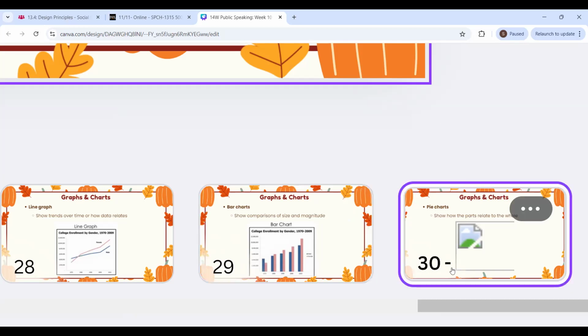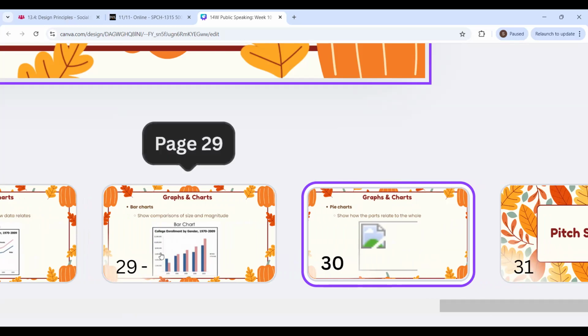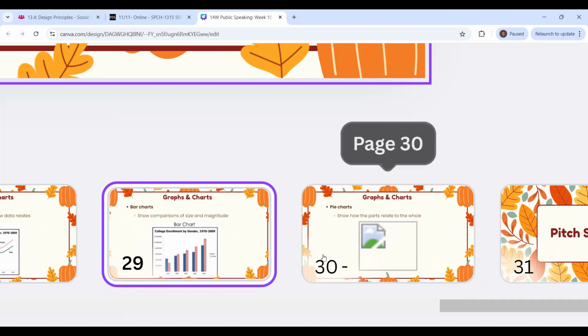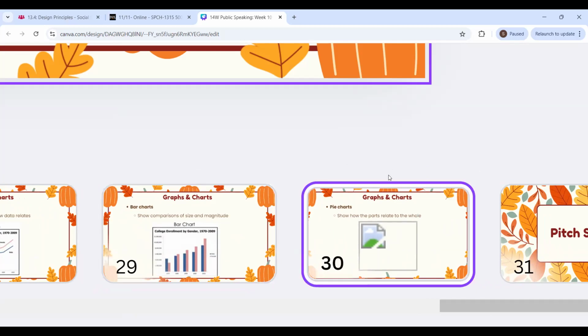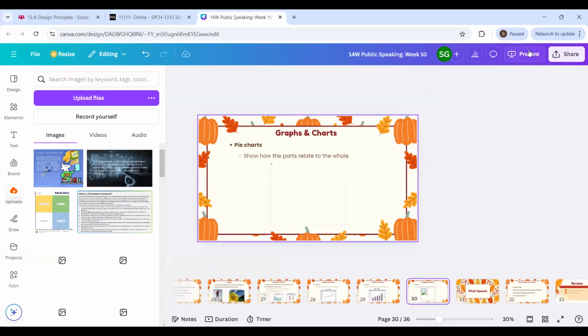And then lastly is a pie chart. We all know what a pie chart looks like: the circle with the pieces out of it. It basically shows the parts related to the whole. So using college enrollment by gender again, the whole is college enrollment by gender of a certain year, and the different pie pieces would be female and male enrollment. Those are just different graphs and charts you might want to use.